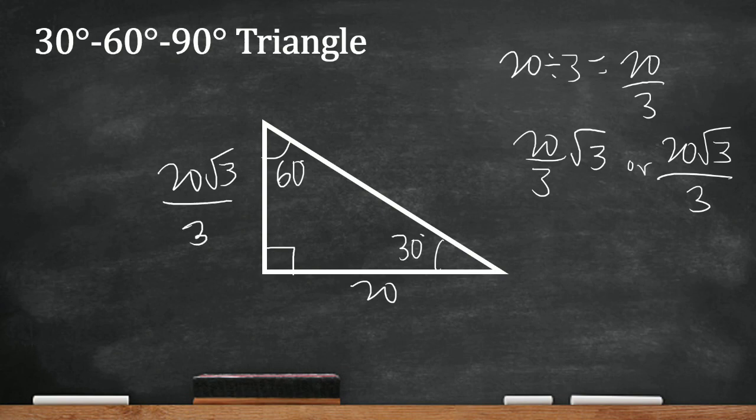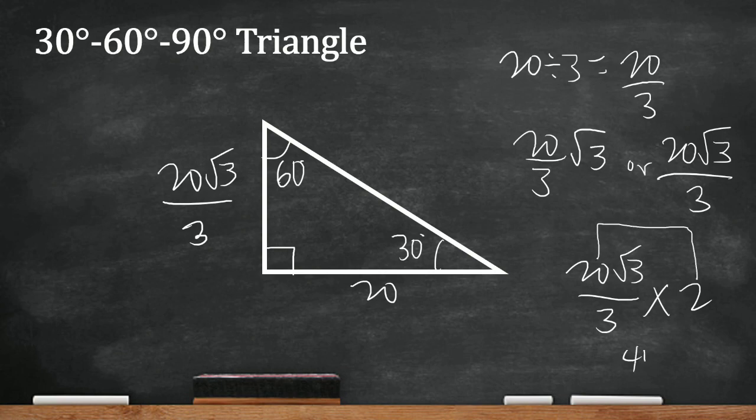And then to find the length of the hypotenuse, just copy 20 square root of 3 divided by 3 and multiply it by 2. Now 20 times 2 is 40 divided by 3, and then copy square root of 3. So therefore, the longest side is 40 square root of 3 all over 3.